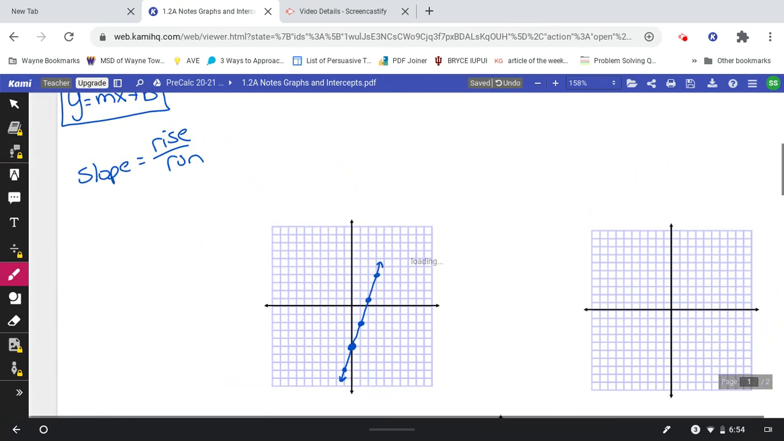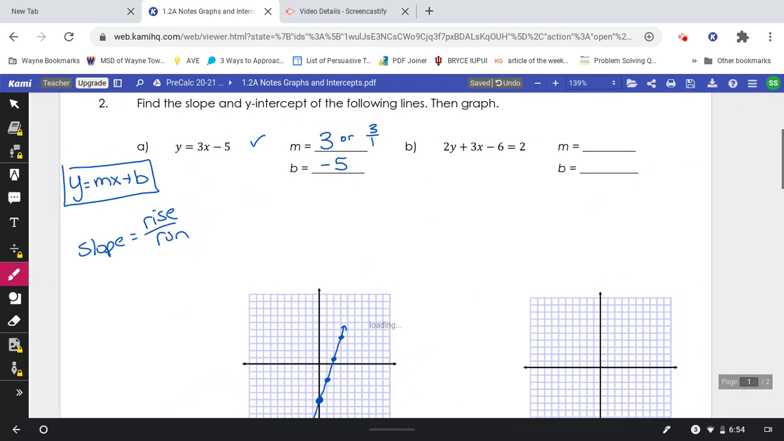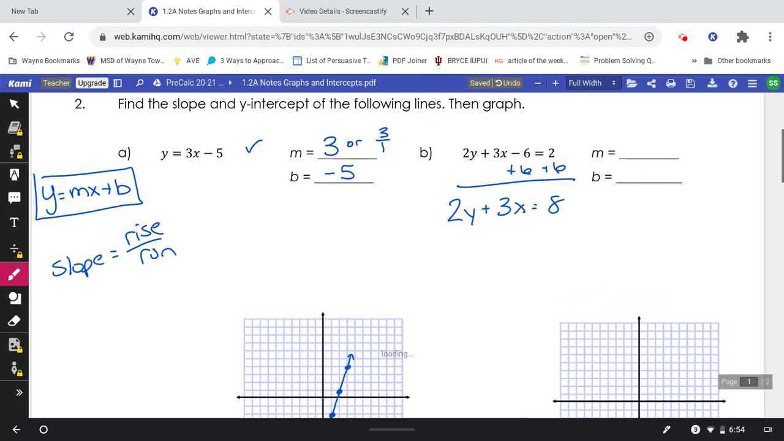All right. For the next problem, you'll notice that we do not have that in the correct format. We want to turn this into y equals mx plus b. So you're going to add 6. You get 2y plus 3x equals 8. Then we're going to make sure we get the y by itself. So I'm going to subtract 3x and subtract 3x.